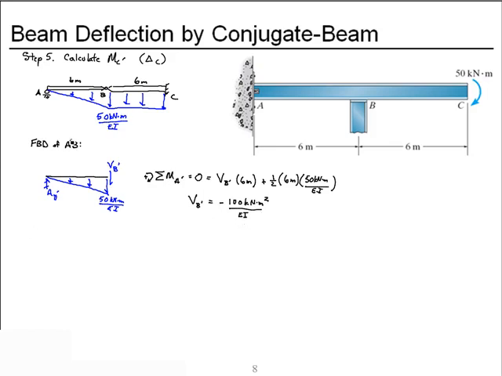Now let's draw a free body, and that was A prime and B prime because this is the conjugate beam. Free body diagram of B prime to C prime. I draw up but have a negative 100 kilonewton meters squared over EI as the shear at B prime. I have a downward applied uniform distributed load of 50 kilonewton meter over EI. I have an unknown vertical reaction CY prime and unknown moment reaction MC prime.